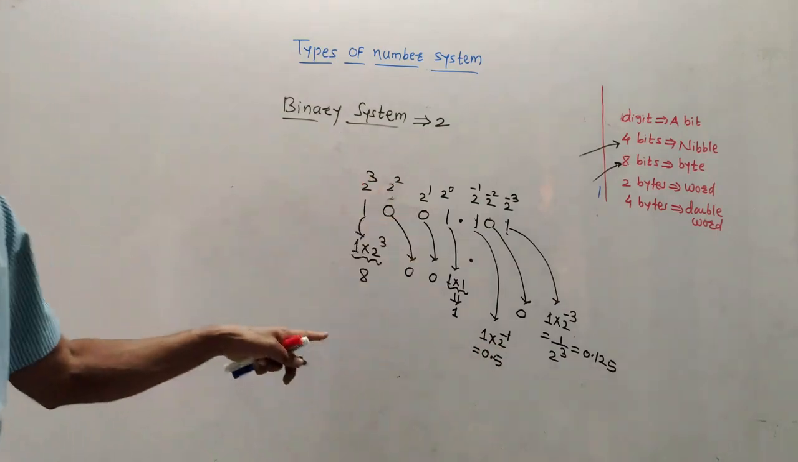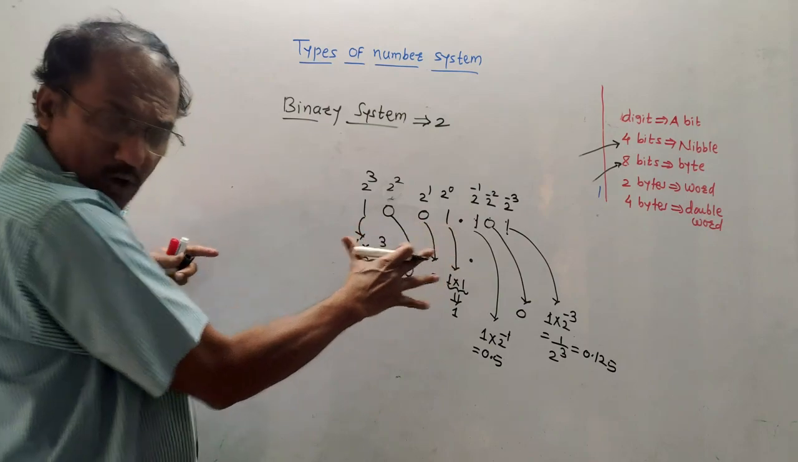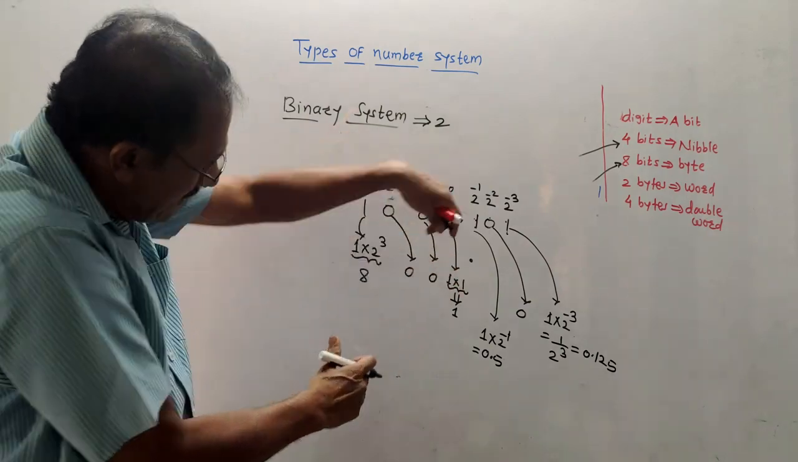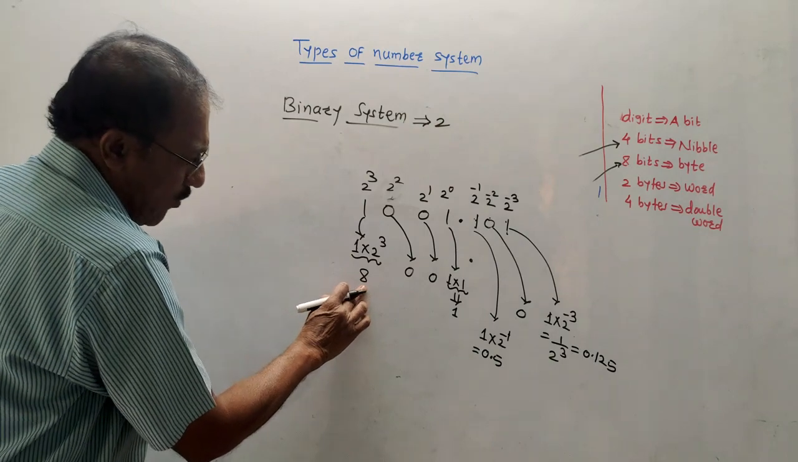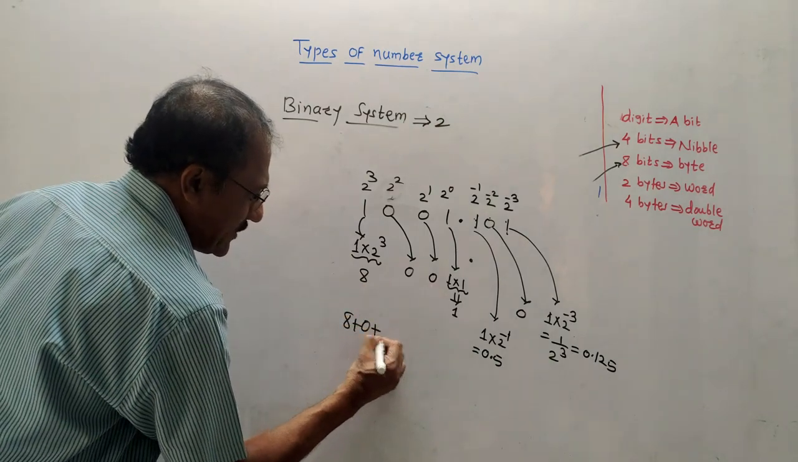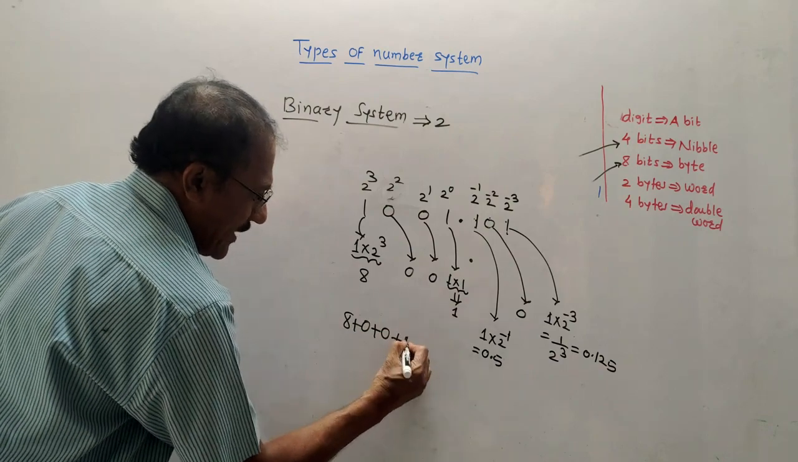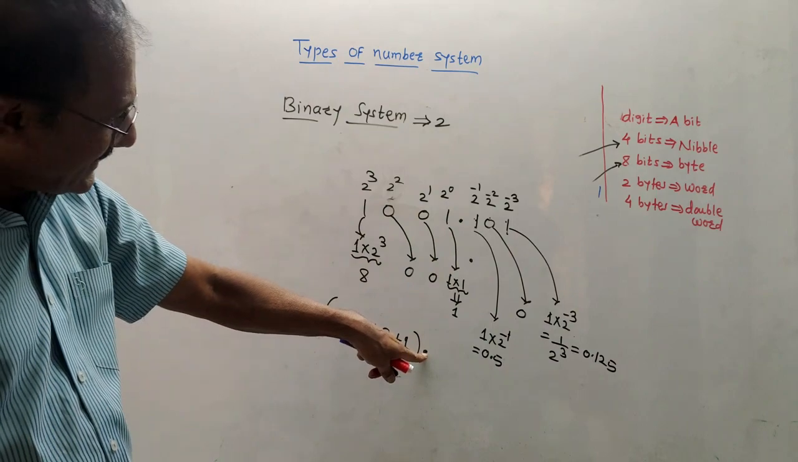Now how to write the final answer? Add all the values which are present, which we got after doing this calculation. Add all the values before the decimal point. So before the decimal point, I have one value, that is 8. These values are 0, so I will write it like this. 8 plus 0 plus 0 plus this value is 1. Point. This is the decimal point, which I will write as it is.